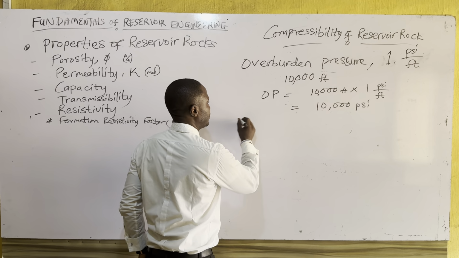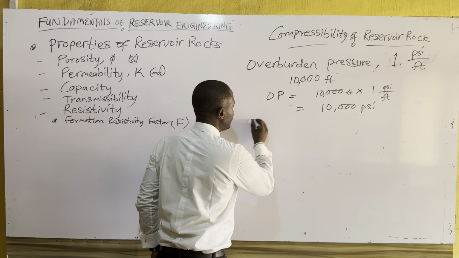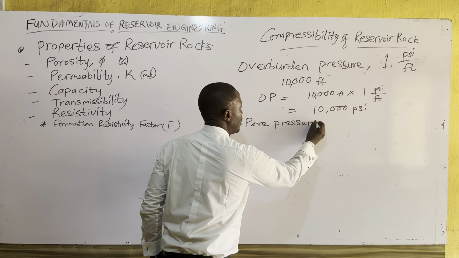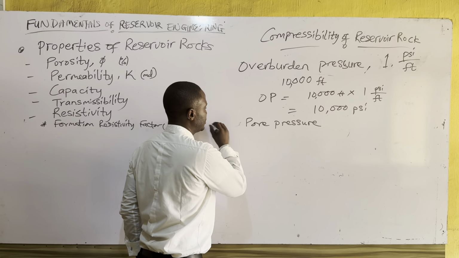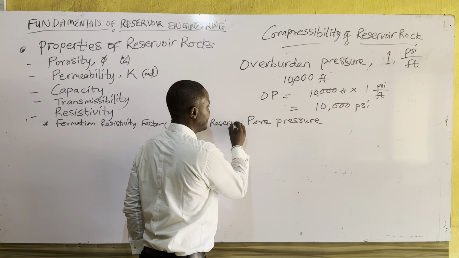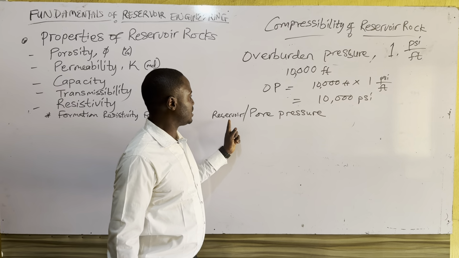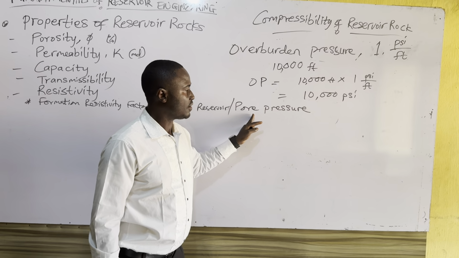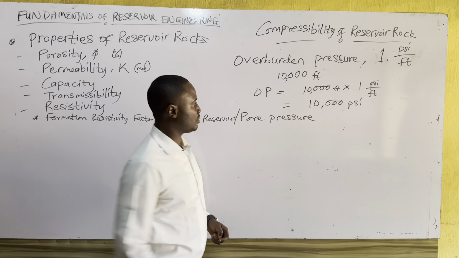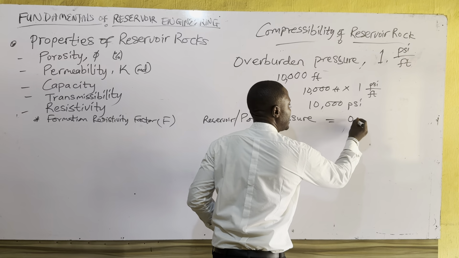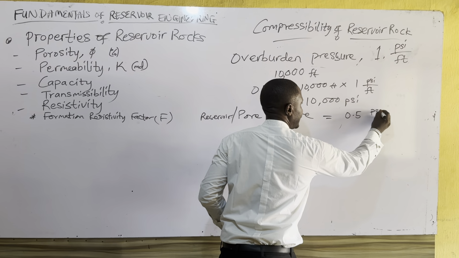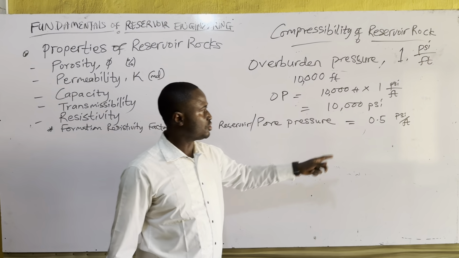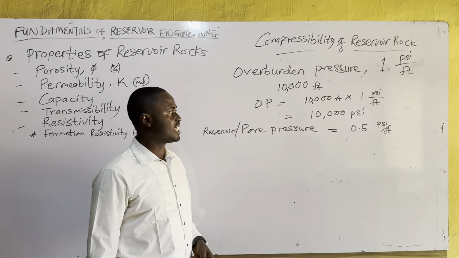We also have the pore pressure. The pore pressure is also called the reservoir pressure, or the void pressure. And this is approximately 0.5 psi per foot. So the gradient for pore pressure is usually 0.5 psi per foot.